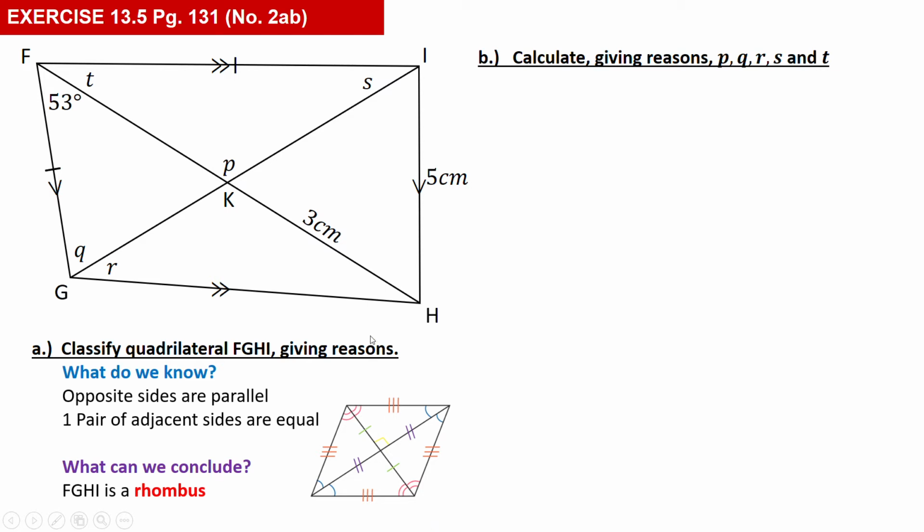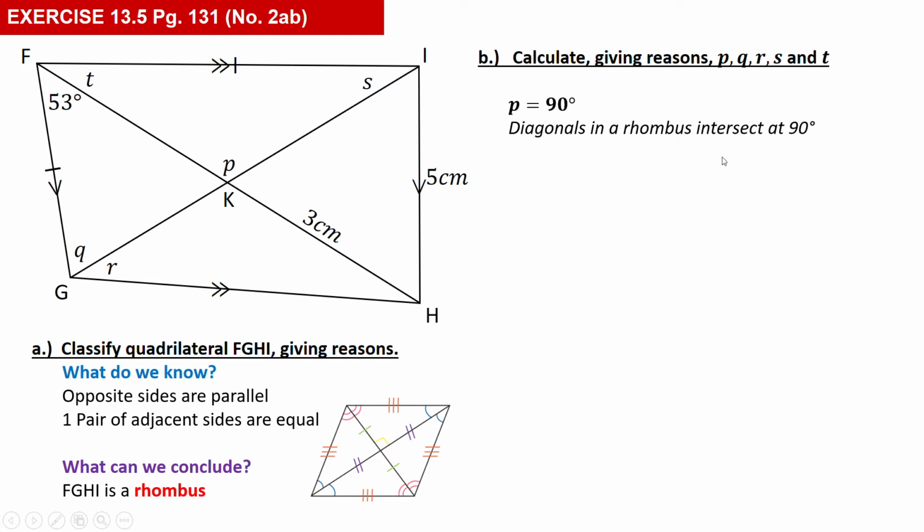Right, I need to now, based on the fact that it's a rhombus, figure out the values for P, Q, R, S, T. The first one they asked me to work out is P. Because it's a rhombus, I know that the diagonals intersect at 90 degrees, so I can already state that P is equal to 90, and there's my reason. Diagonals in a rhombus intersect at 90 degrees.